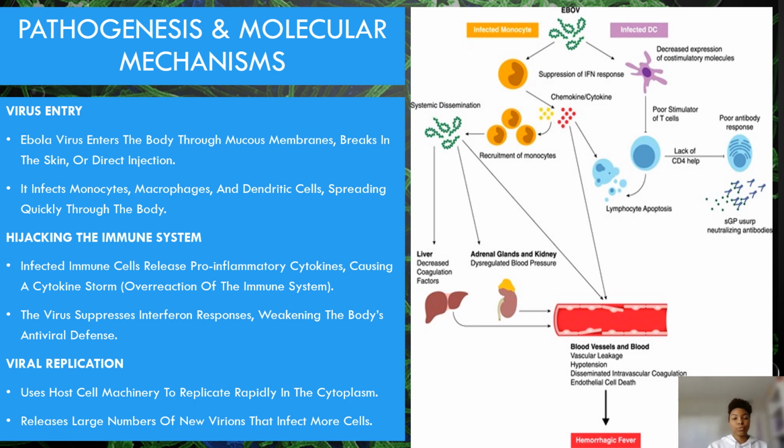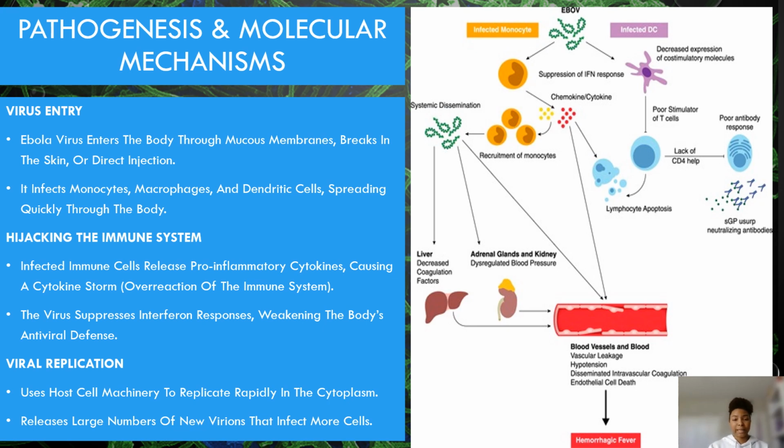This virus hijacks the human immune system, or whichever organism it infects, by infecting immune cells and releasing pro-inflammatory cytokines, which causes a cytokine storm. Cytokine storms are known for eliciting an overactivation or overstimulation of the immune system, which sometimes can lead to organ failure and subsequent death. The virus suppresses interferon responses, which thus weakens the body's antiviral defense.